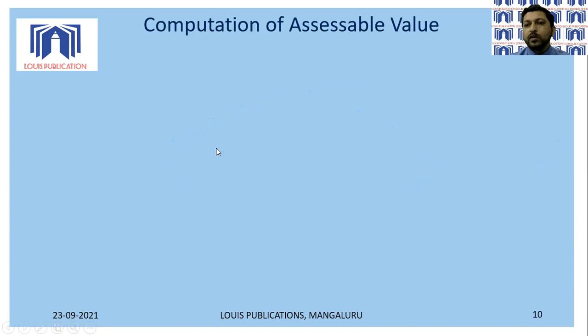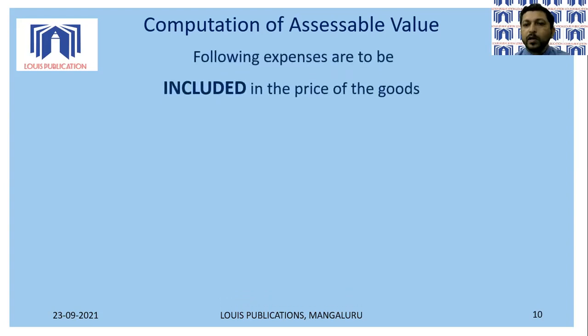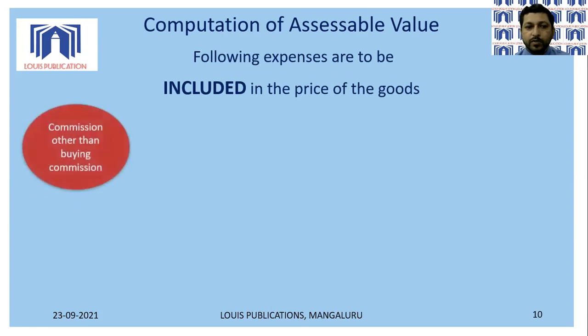Next, computation of assessable value. Now here we come across 7 very, very important terms as far as computation of assessable value is concerned. Now, the following expenses are to be included in the price of the goods. Let's understand which are those 7 items.